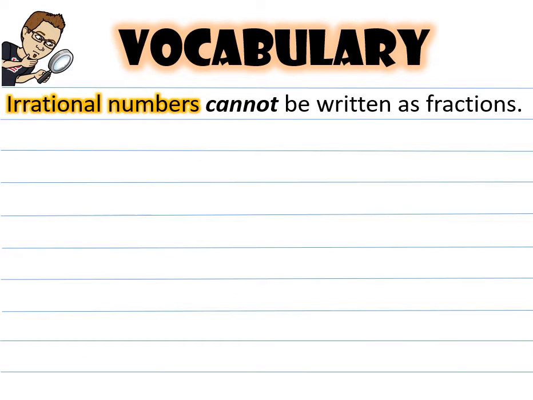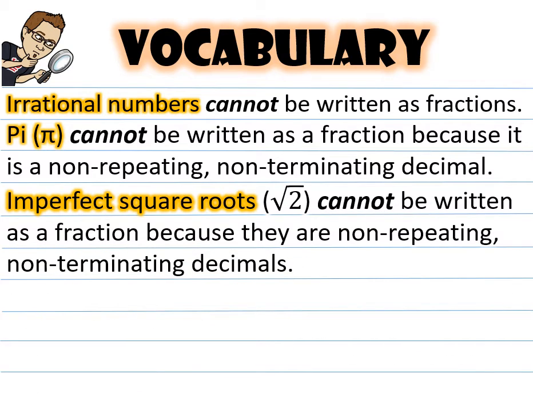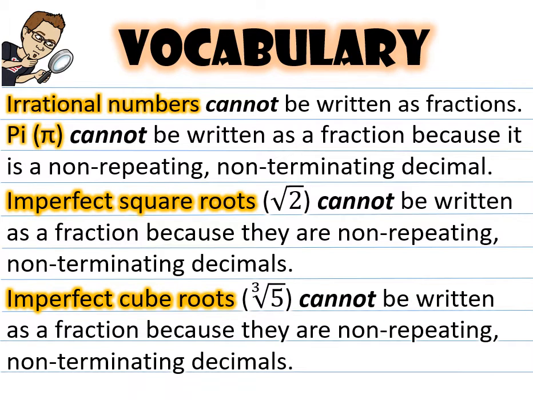Vocabulary. Remember that irrational numbers cannot be written as fractions. Pi cannot be written as a fraction because it is a non-repeating, non-terminating decimal. An imperfect square root, like the square root of 2, cannot be written as a fraction because they are non-repeating, non-terminating decimals. And imperfect cube roots, like the cube root of 5, cannot be written as a fraction because they are non-repeating, non-terminating decimals. So the whole point of estimating today is to get an idea of how much a number is worth, even though it's not perfect.